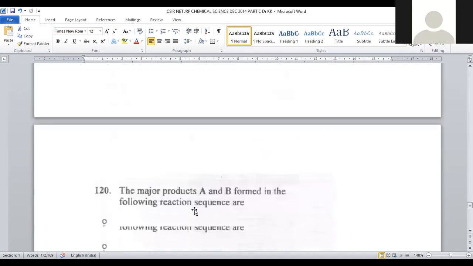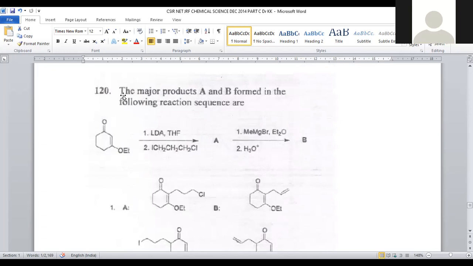Let us move on to the last question of the series. That is question number 120. The major products A and B formed in the following reaction sequence are: we are taking an alpha-beta unsaturated carbonyl compound. Lithium diisopropylamide is added to this in the presence of tetrahydrofuran, and another reagent, iodo CH2 CH2 CH2 chloro, will be added. This is a kind of alkyl halide.